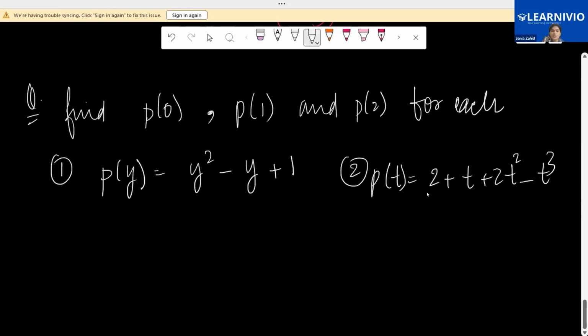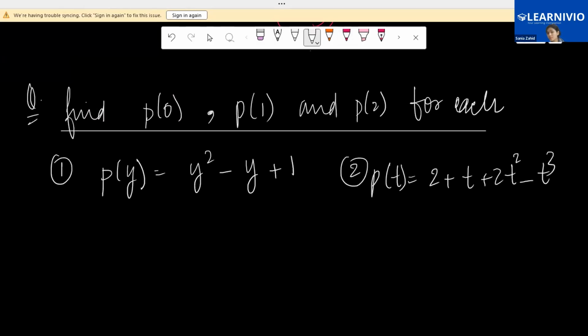So what is the question? Look very carefully. First you have to find, this is the question, find P0, P1 and P2. That means first, instead of y you must write 0. Then instead of y you write 1. Then instead of y you write 2. Okay. So I'll solve the first one for you.